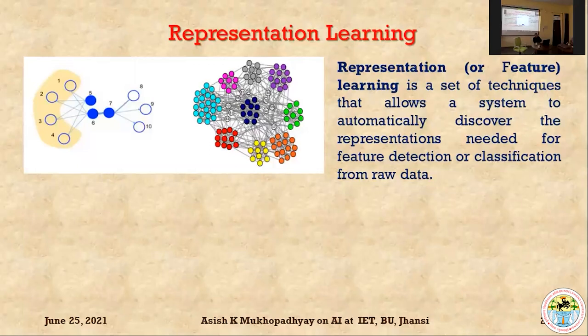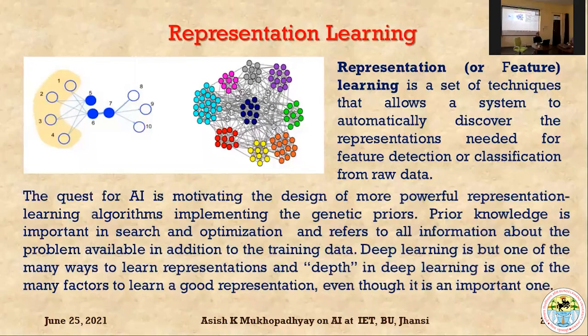For example, any photographs, I'll be talking more about representation learning when I'm talking about this. The quest of AI is motivating the design of more powerful representation learning algorithms, implementing the generic tasks, which is very important in search and optimization, and prior refers to information about the problems available in addition to training data. After training, if you have any problem, the prior solves that.